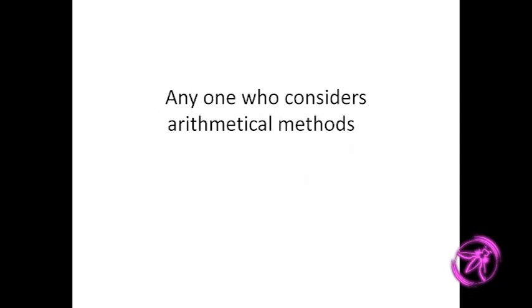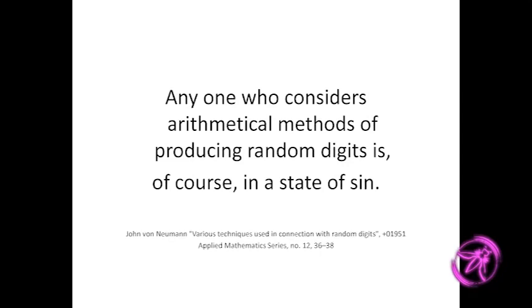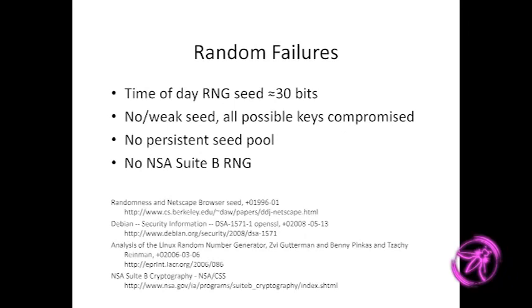I'm going to have to skip over some of this. "Anyone who considers arithmetical methods of producing random digits is, of course, in a state of sin." A classic quote from von Neumann. These are things I've actually seen. 30 bits for the time of day as the time of day value I've mentioned before. No weak seed, well, no seed at all. All possible keys are compromised. The OpenSSL Debian vulnerability. Persistent seed pools, that's another area where just the entropy is not enough in the system.